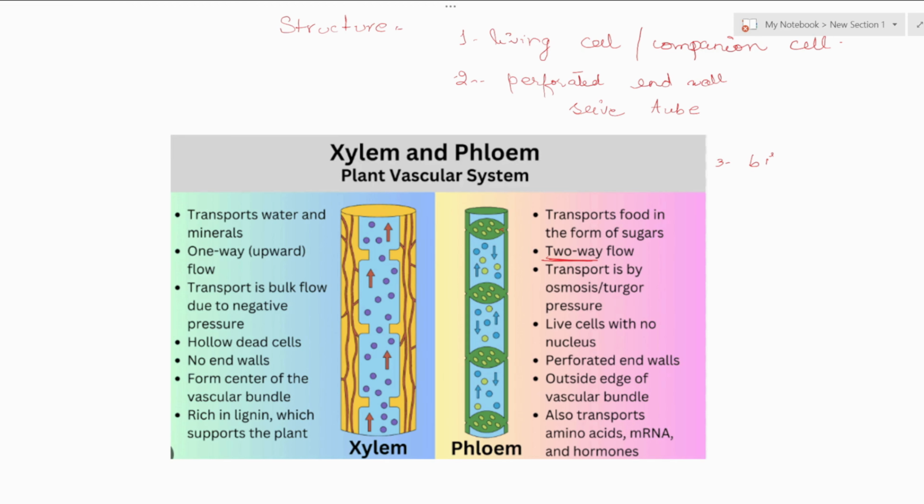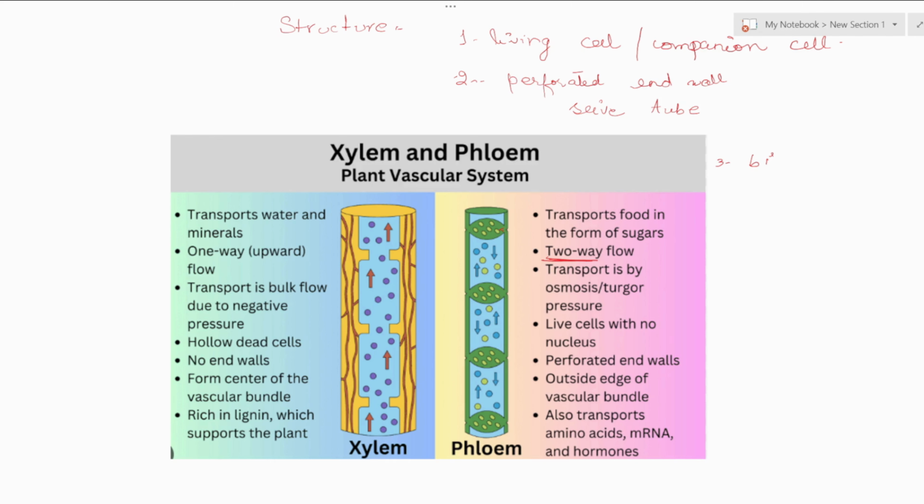In translocation, there is one theory called the mass flow hypothesis. How is food transported? There are two things that you need to remember. There is source and then there is sink. What is source and what is sink? Where it deposits. Simple.